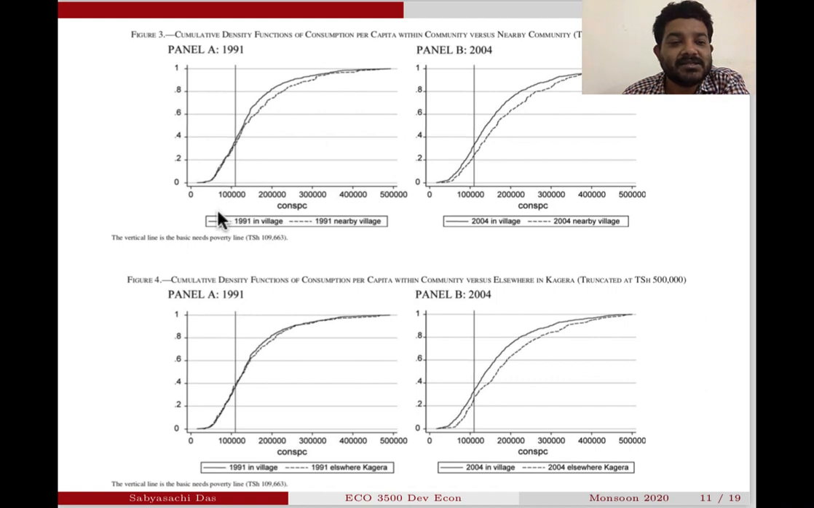So panel 3, figure 3, is comparing the distribution of a different part. Basically it is showing the distribution of consumption in 1991 for the set of people who have stayed back in the village, and the same 1991 consumption distribution for people who later, in 2004, moved to a nearby village. So it's comparing two groups of people, those who stayed back versus those who moved to the nearby village. And it's comparing their 1991 distributions with each other, and they are saying that they are very similar looking.